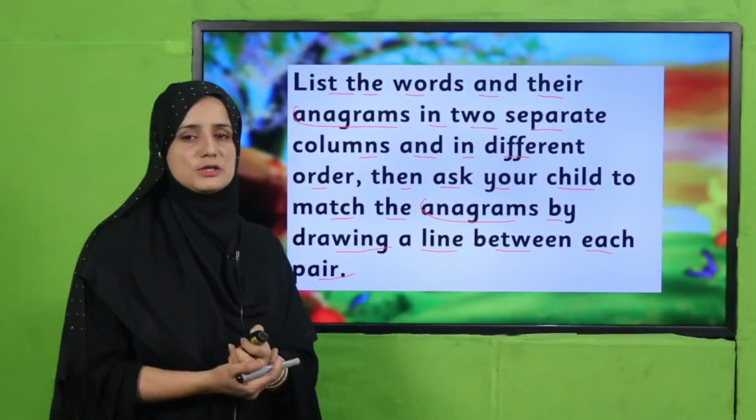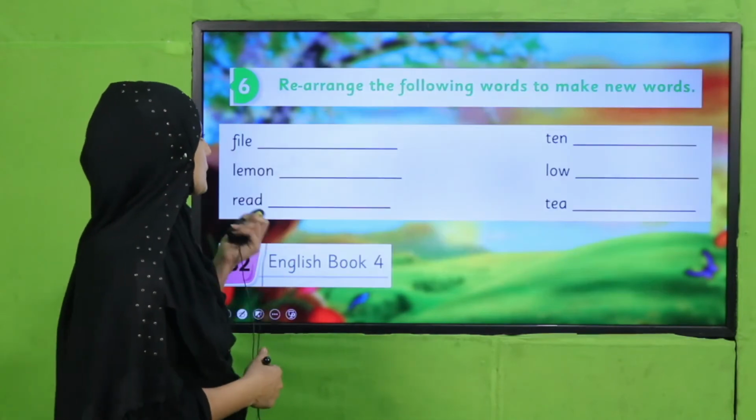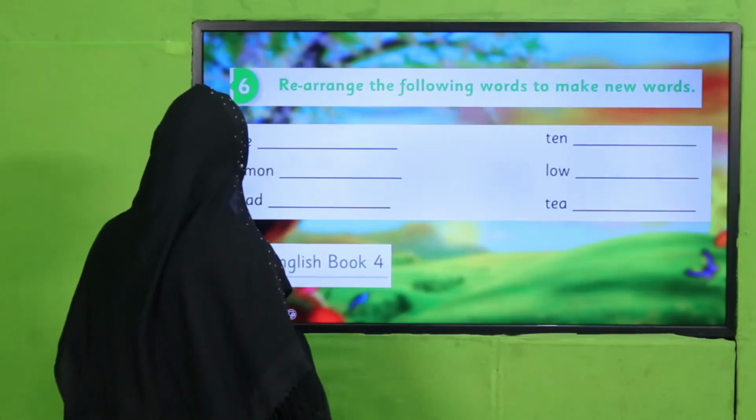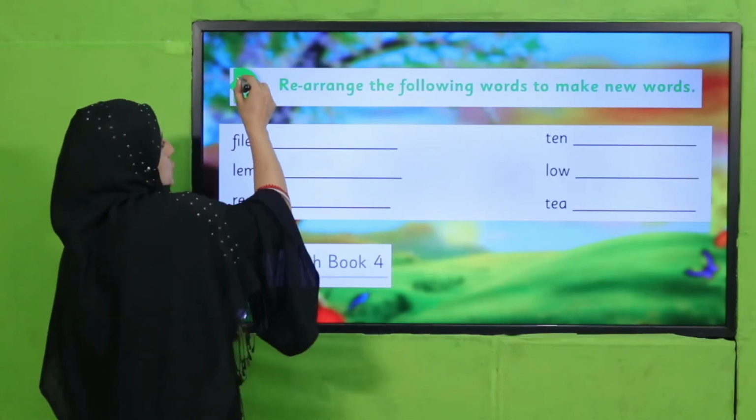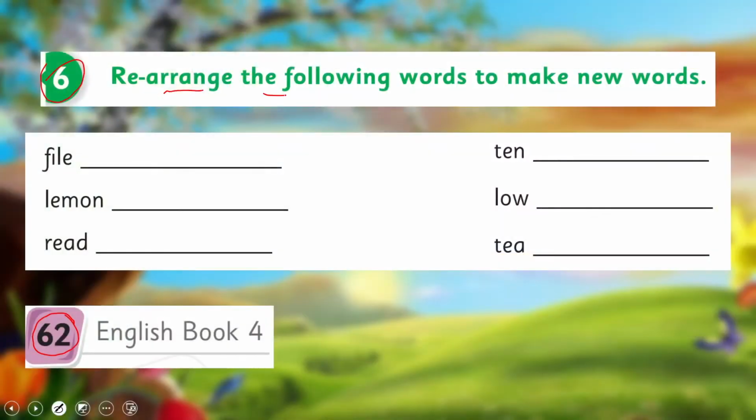Yes, I hope you have enjoyed it. Excellent. Open your book, page number 62, question number 6. Rearrange the following words to make new words. So now you have to rearrange all these words and make new words. Perform this activity in your class and enjoy.